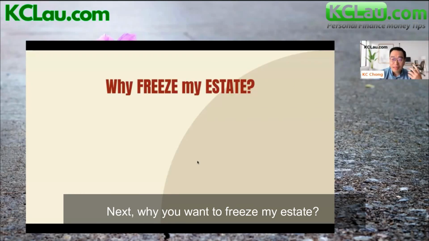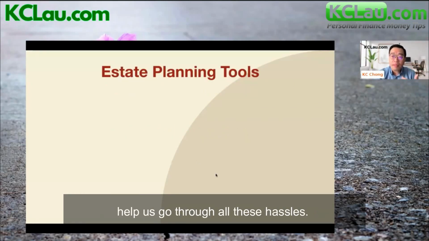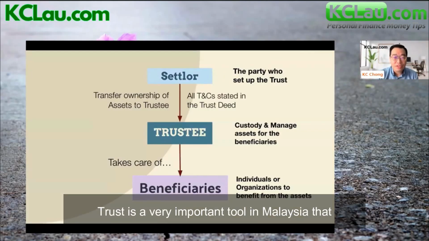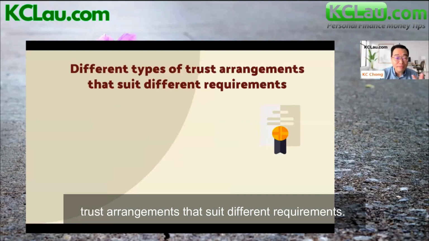Next, why do you want to freeze my estate? Because you want to settle your debts or tax. We need these tools to help us go through all these hassles. Trust is a very important tool in Malaysia that we can utilize for our estate planning purpose. There are so many different types of trust setup or trust arrangement that suit different requirements.